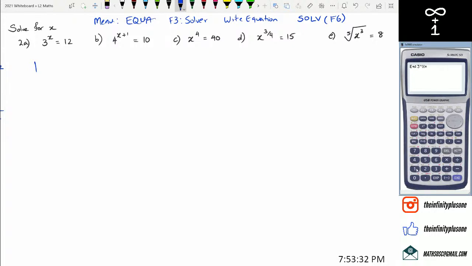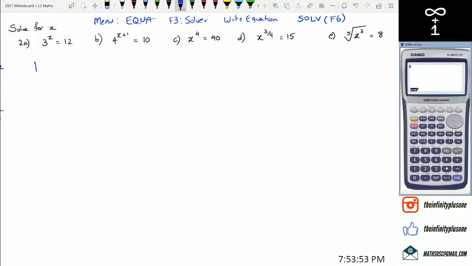Shift equals 12. So when I do it, I've got to make sure I click on that solve button. If I don't click on the solve button, it will actually stay as 0. But anyway, we're going to do this the other method, which is taking logs.